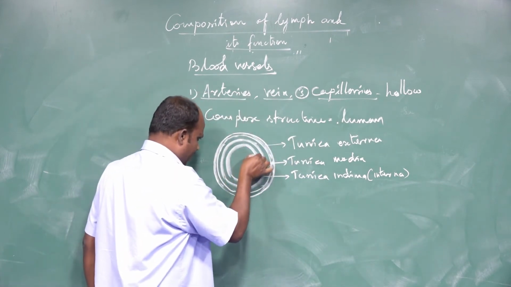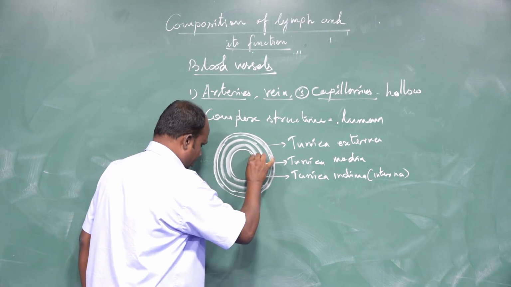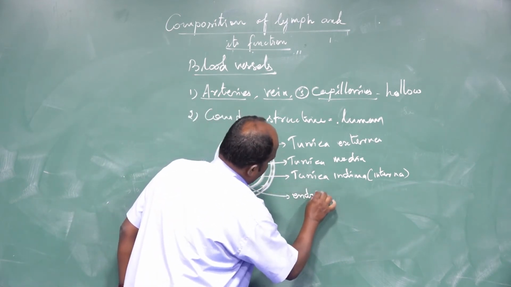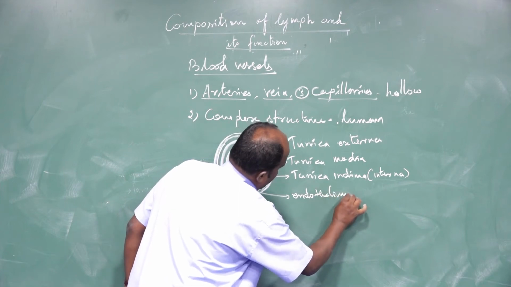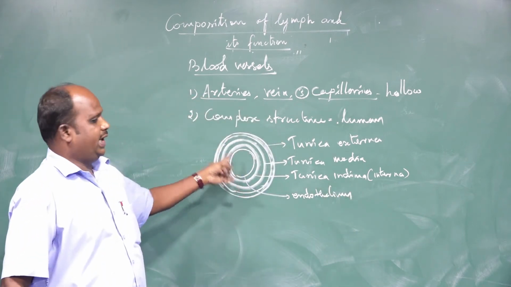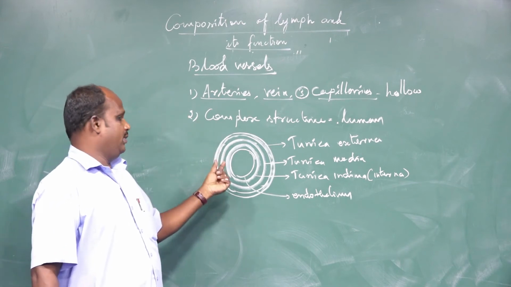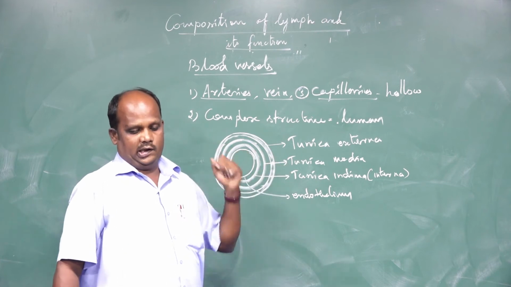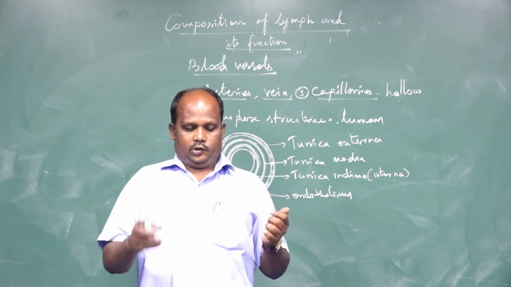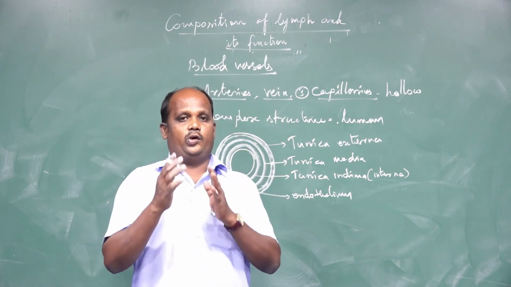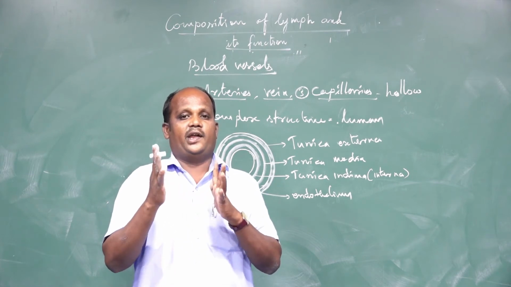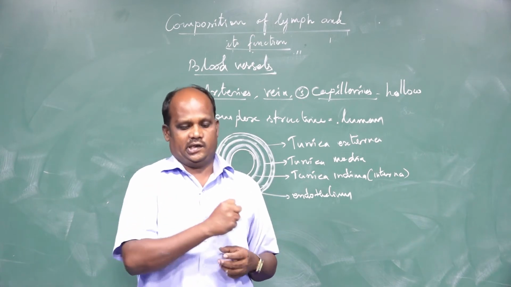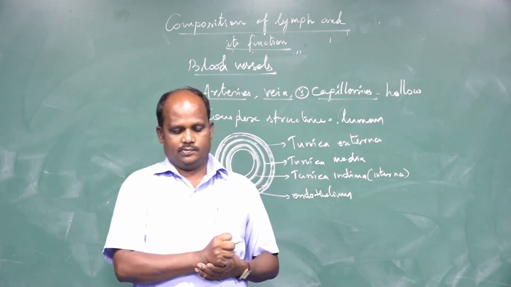The innermost layer of the blood vessel is protected by the endothelium, an elastic type of tissue called the endothelium. Tunica interna, tunica media and tunica externa are the three layers commonly called the layers of blood vessels.